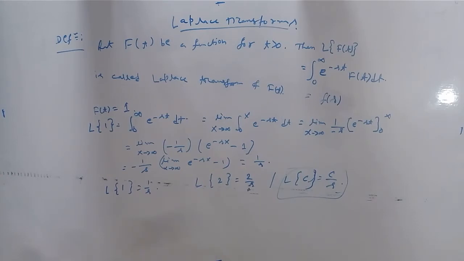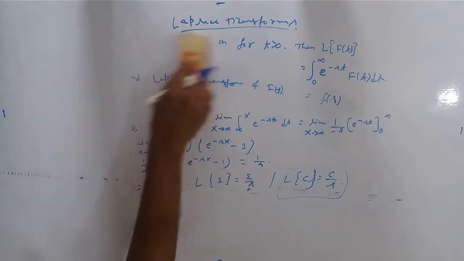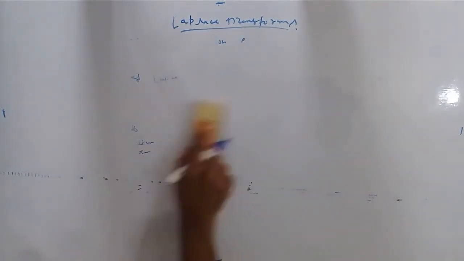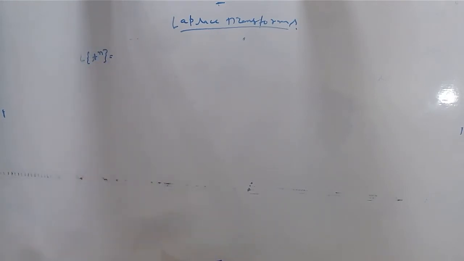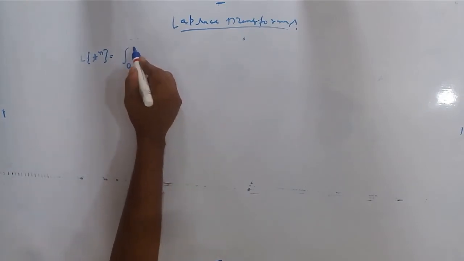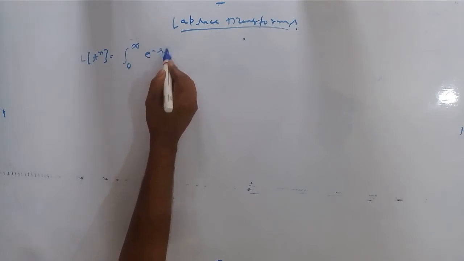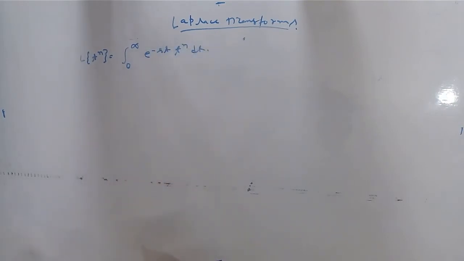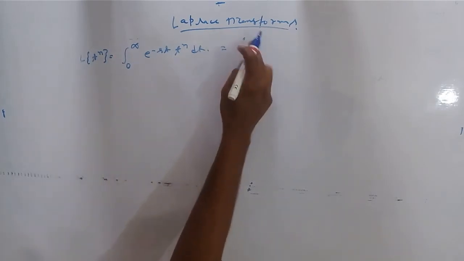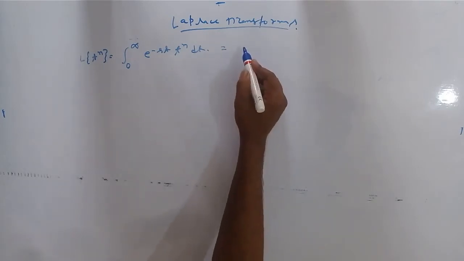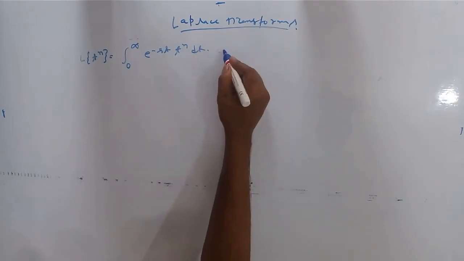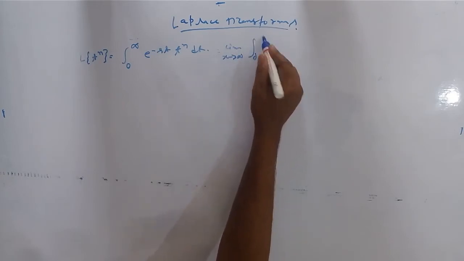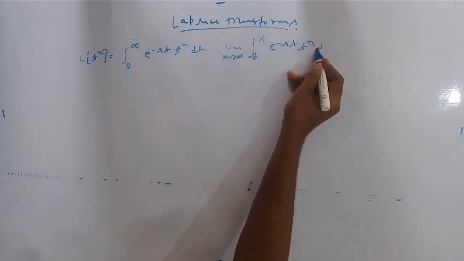Next, I will find the Laplace transform of t to the power n. So L of t to the power n. By definition we can write it as the integration from 0 to infinity of e to the power minus st t to the power n dt. Now we will perform integration by parts to integrate this function. Since this is an improper integral, it is the limit as x tends to infinity of the integral from 0 to x of e to the power minus st t to the power n dt.